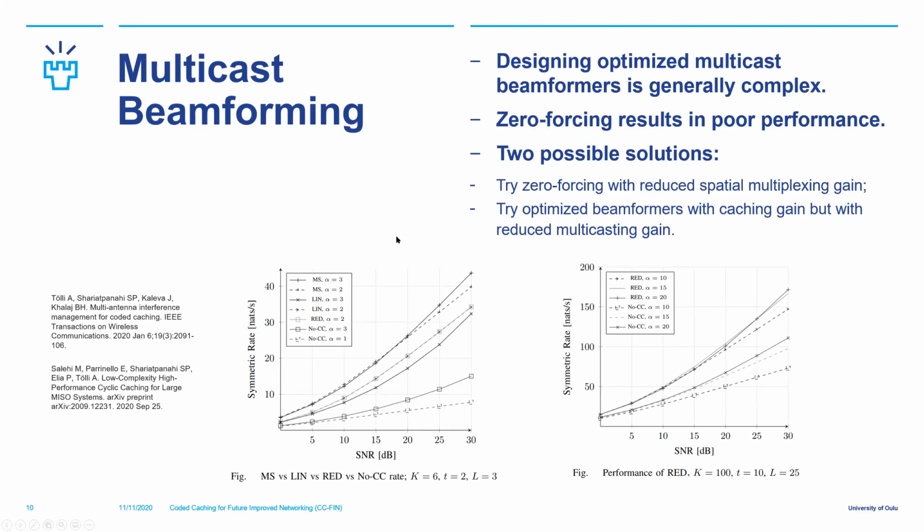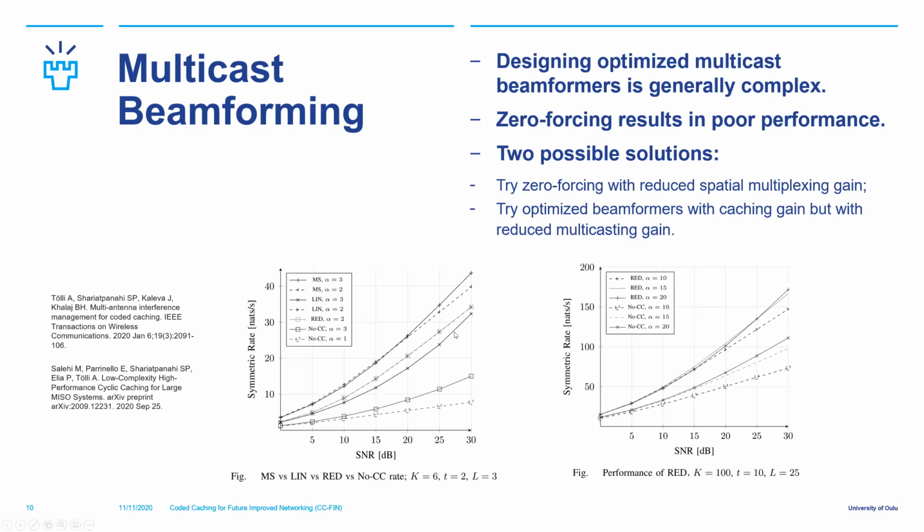Just to give you an idea, this is a new scheme. These 2 intermediate curves belong to the scheme that we have recently proposed. Here we see that if we reduce this alpha parameter, we get a gain at finite SNR.